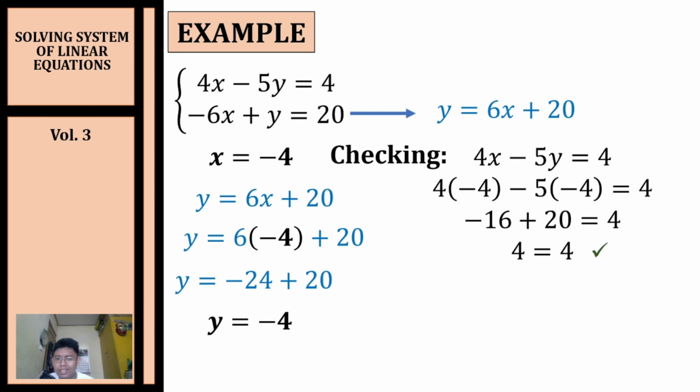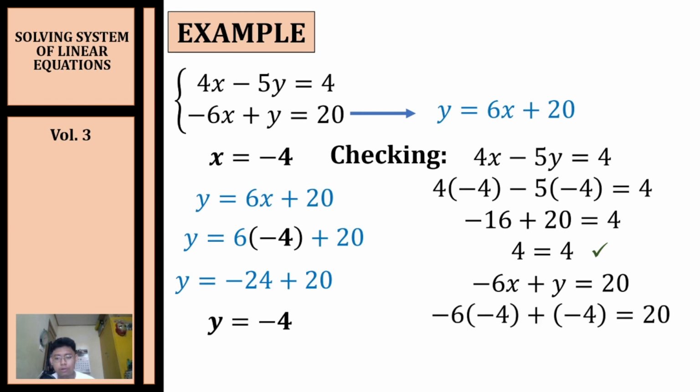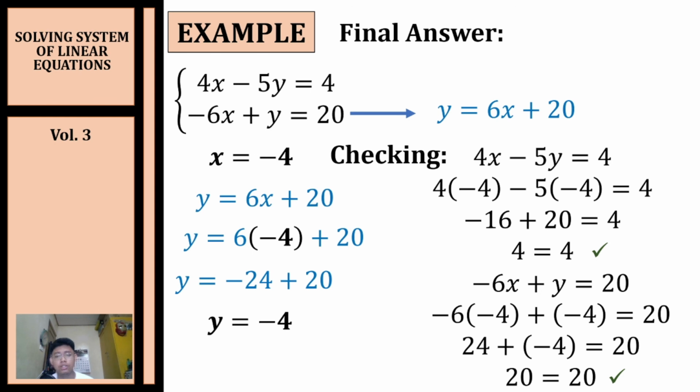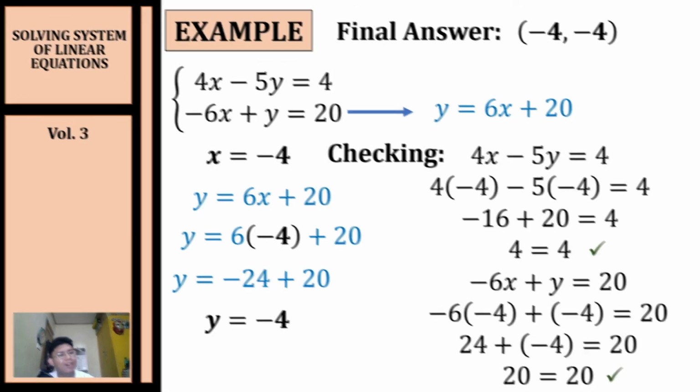Now let's check our second equation. So negative 6x plus y is equal to 20. Let's replace our x and y with negative 4. Simplifying that, we will end up with 20 is equal to 20. Since it satisfies both equations, we can now conclude that our point of intersection, our solution, will be at (negative 4, negative 4).